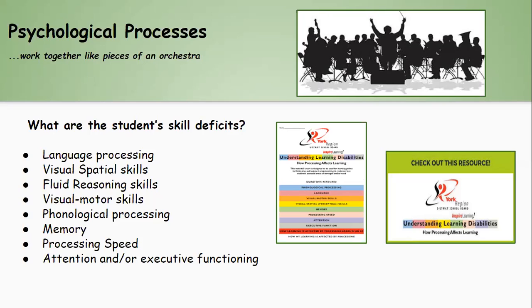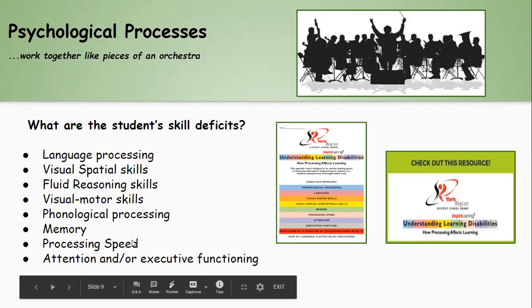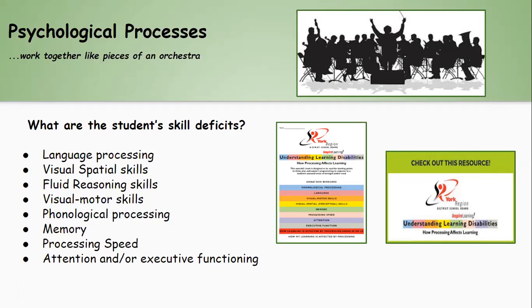Processing areas work together like pieces of an orchestra. So in order to function optimally, they have to rely on each other and work together. An example might be, let's say a student has their math facts pretty much committed to memory. So we know they have a good memory for math facts, but perhaps they have slow processing speed. Despite their good memory for math facts, if their processing speed is weak, then they won't be able to quickly recall those facts and do it in an automatic way.